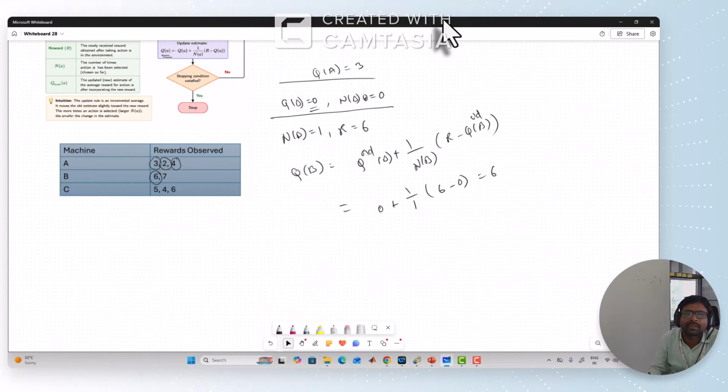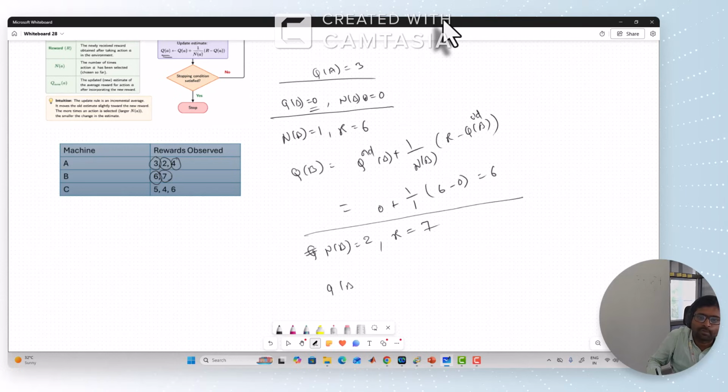Now coming to the next play. Now I want to take the second play reward. That means second play reward means n of b equal to 2. And in the second play, what is the reward? Reward equal to 7. So Q of b equals, what is the Q old of b? Q old of b means this one, 6. So 6 plus 1 by 2, number of plays 2, reward value 7 minus old return value 6, 7 minus 6, that's equal to 6.5. So finally, the return for the Q of b, that means machine B is 6.5.